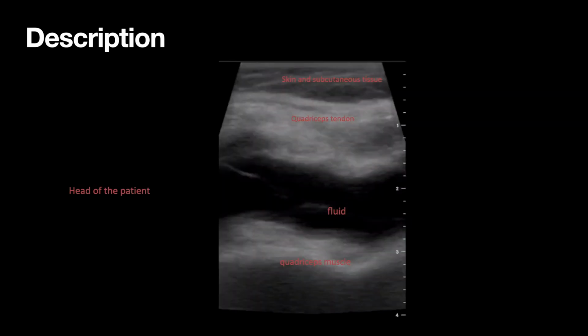And then we have here, this is the head of the patient, and then we have the quadriceps tendon. It doesn't look perfect like a tendon should look because it's not completely tense, because most likely the knee is extended in a bed or a stretcher. There is fluid here, and this is the quadriceps muscle. This is the skin and subcutaneous tissue, as you can see.